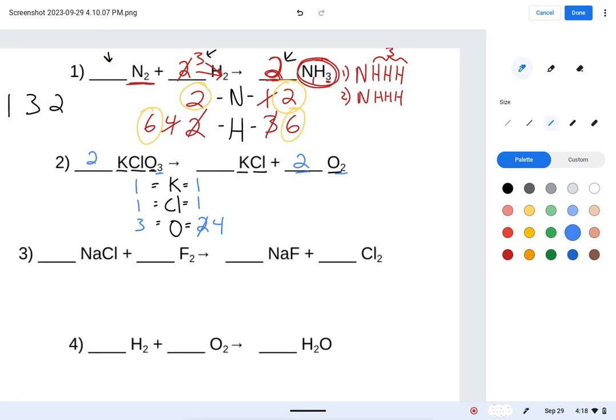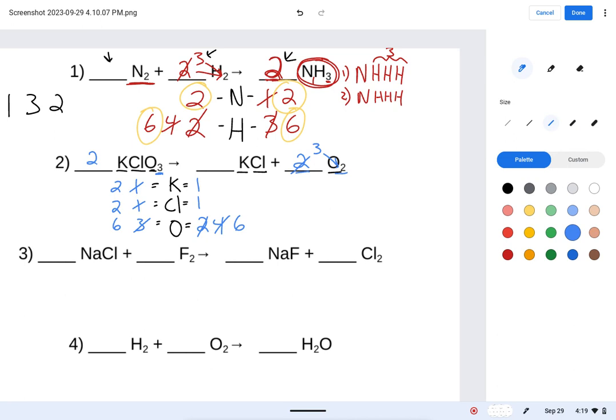So now we have to reassess everything that we just changed. Everything that's in this molecule, we need to reassess. So K, now there's 2 Ks, and there's 2 Cls. And now there are 3 oxygens times 2. 3 times 2 is 6. Well, shoot, now the oxygen over here is off. So I'm going to come back, and I'm going to put a 3. I'm going to go one number up. And 3 times 2 is going to give me 6.